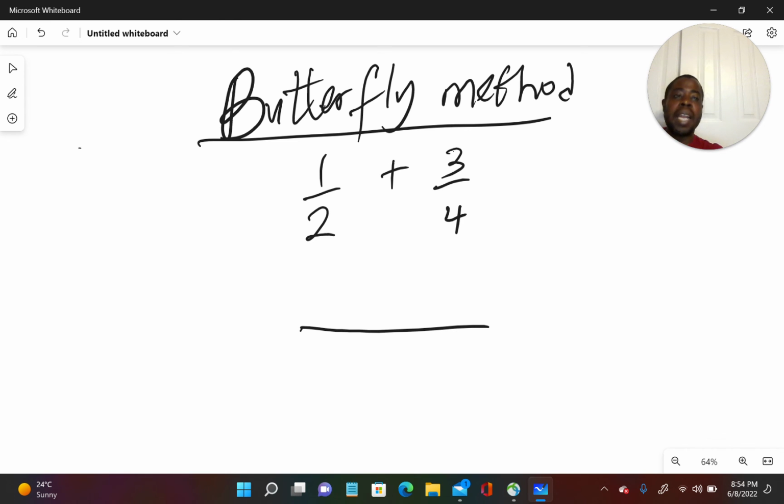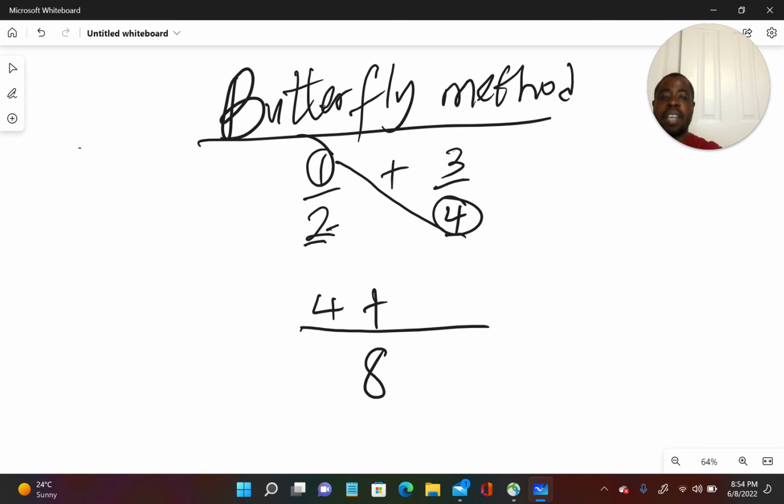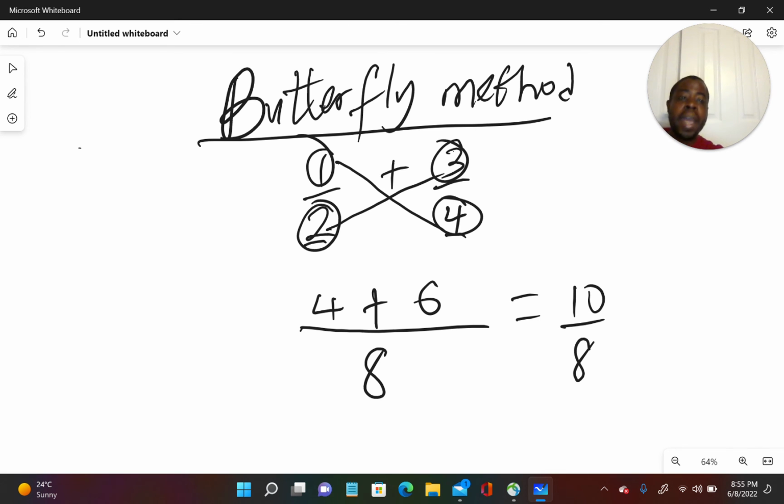Now, you multiply the two denominators, 2 and 4. You see that's 2 times 4, that will give you 8. Then plus, you cross this side, you multiply 1 by this 4, that will give you 4. And you cross this side, you multiply 2 by 3, that will give you 6. And that turns out to be what? 10/8.